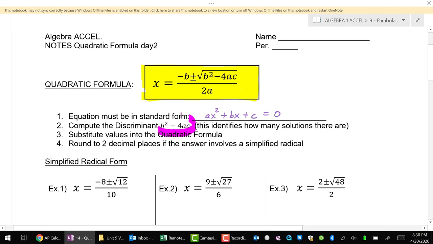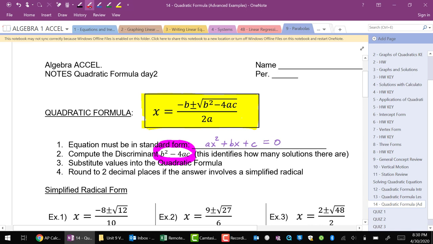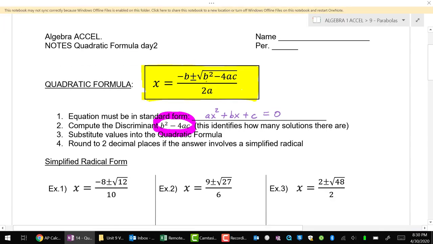Now remember too that the discriminant, which is b squared minus 4ac, that's this part right here, that expression tells us how many solutions there are in the quadratic. You don't necessarily have to find the discriminant unless the problem is asking you a question about how many solutions there are, but that would be a part of the quadratic formula itself. We can see it right here under the radical. This is the discriminant in that quadratic formula.